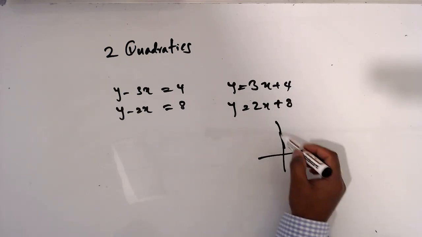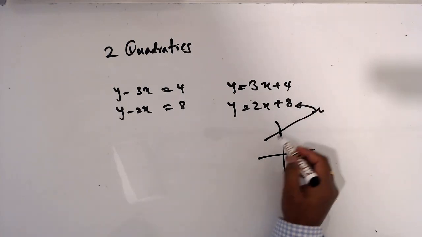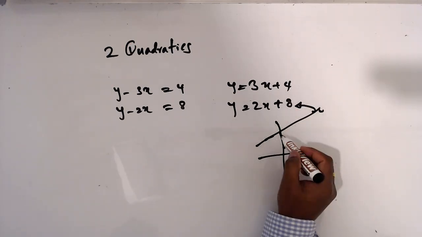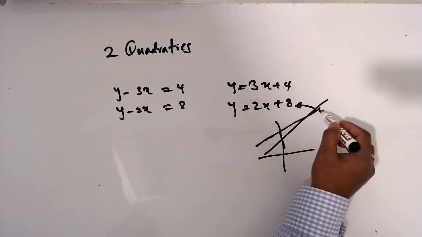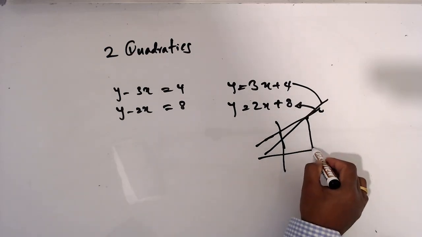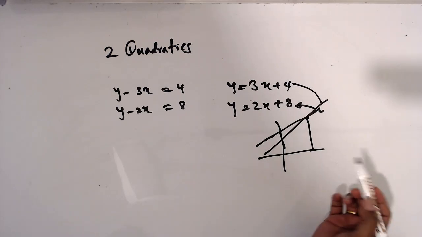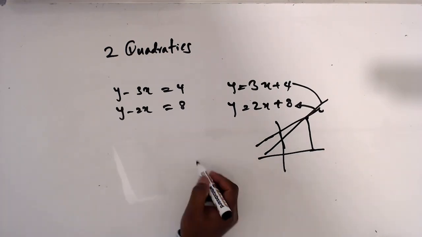So this is 2x plus 8, this is this graph, and this is this one. So they are both lines that cross here. So it has an intersection point. Then we know that there should be a solution for it. So simply we'll find that solution.